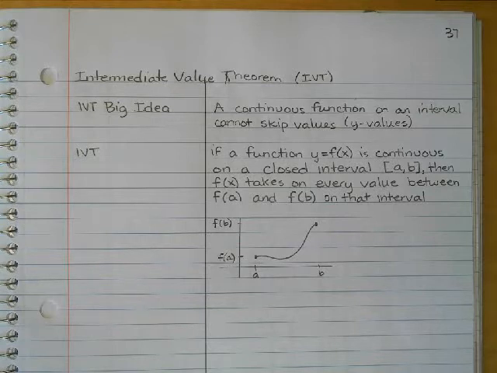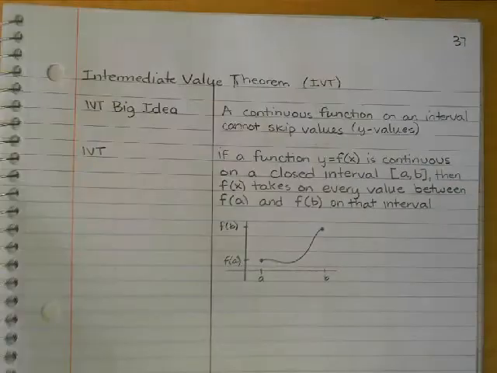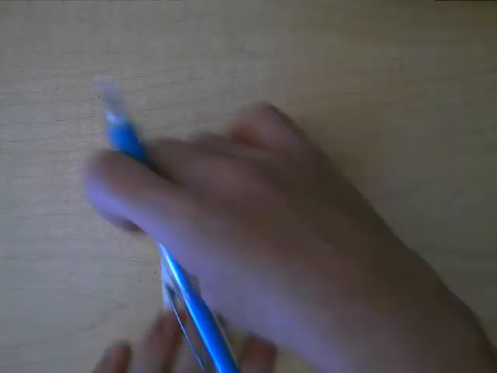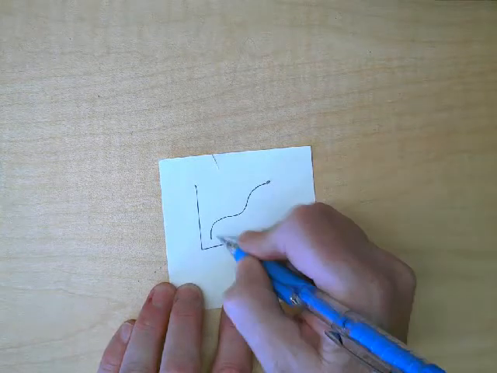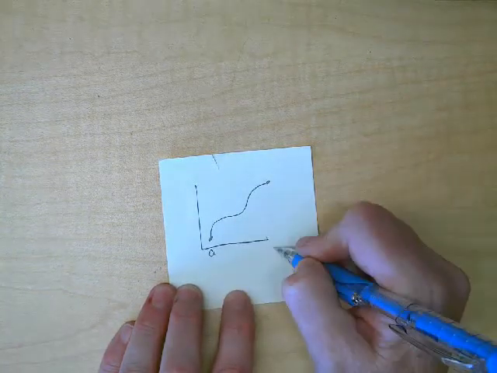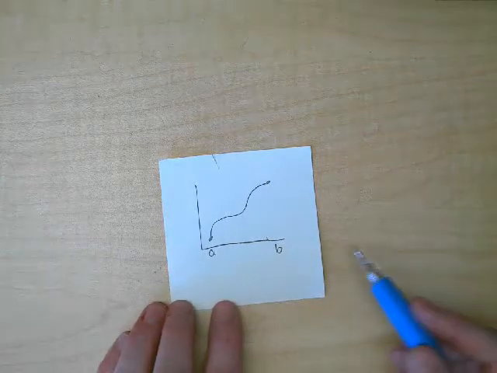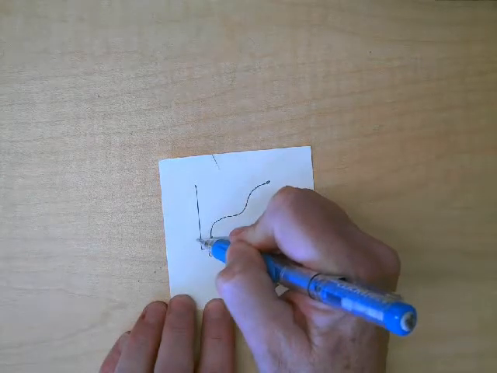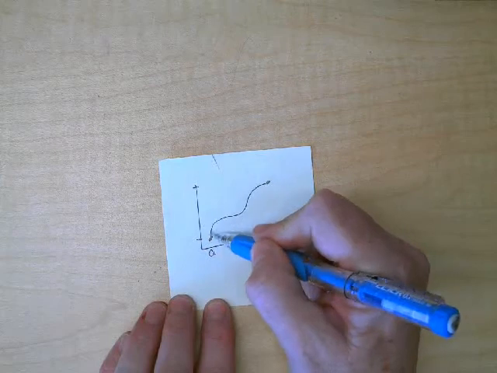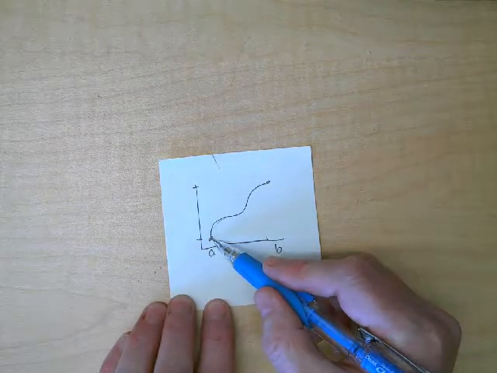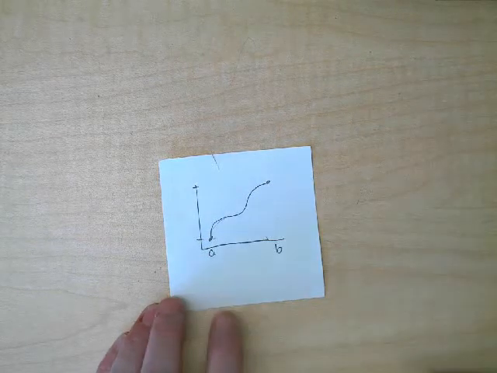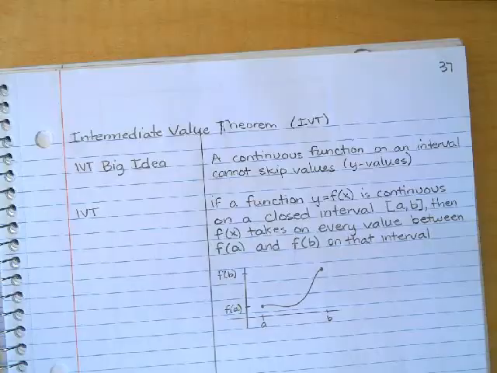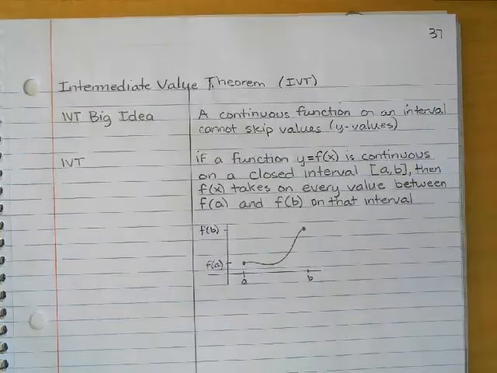In a nutshell, it says if you have some function, any function at all, and that function is continuous on some interval, well, that means that it has to go through every y value to get from A to B, that no y value can be skipped as long as it's continuous. Sounds pretty basic, right? So let's put this down here.